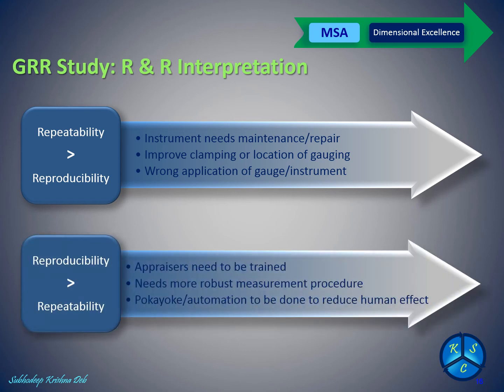Now, on the contrary, if reproducibility is more than repeatability, that is, the variation due to the appraiser is more than the variation due to equipment, then the appraiser needs to be trained, and the measurement process needs to be more robust. If the measurement is sensitive, then we have to do some automation or poka-yoke to reduce the human effect. So these are the interpretations or actions that we can take from understanding the repeatability and reproducibility values.